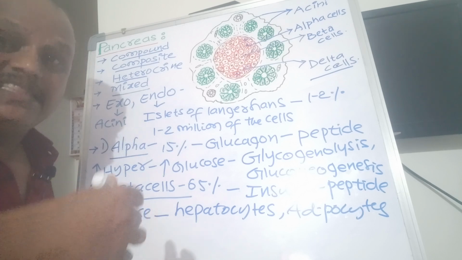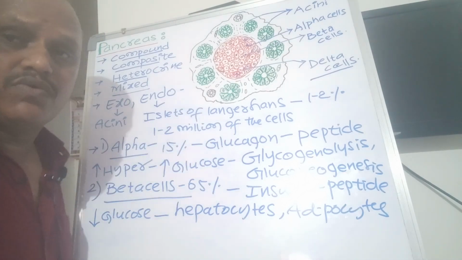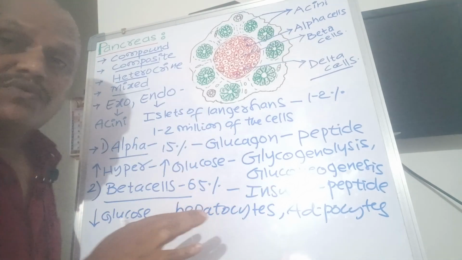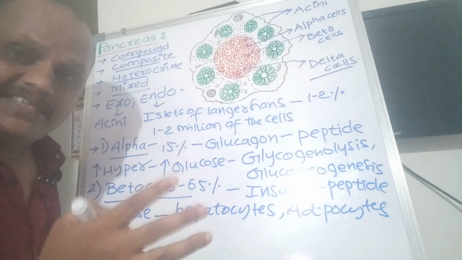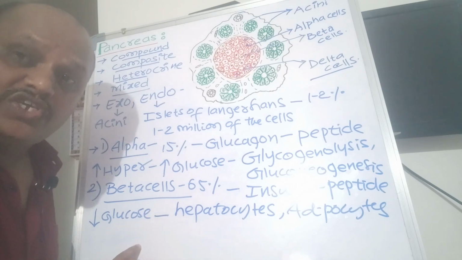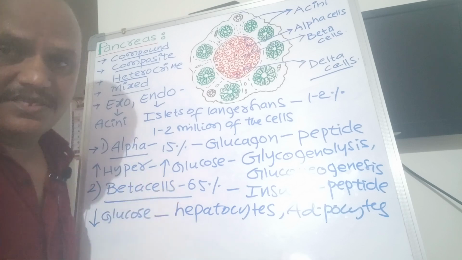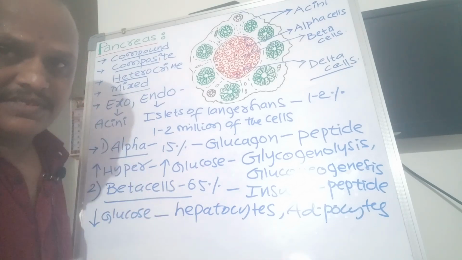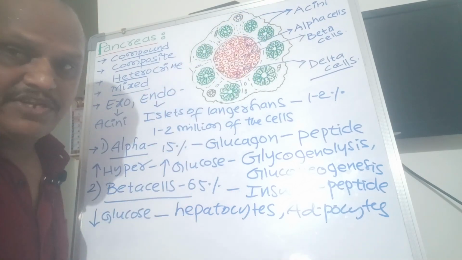In that way, insulin reduces the glucose levels in the blood, so it is known as a hypoglycemic hormone, and it is released in hyperglycemic conditions. The deficiency of insulin leads to diabetes mellitus. So this is the story about alpha cells and beta cells.